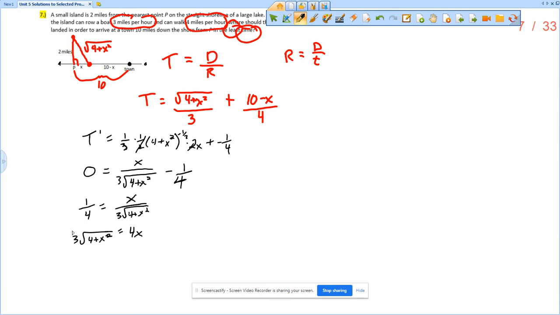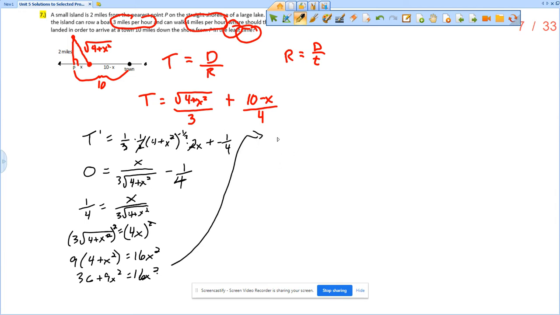Now I want to square both sides in order to get rid of the root. When I do that, I get 9 times the quantity 4 plus x squared equals 16x squared. Now pretty simple: I distribute, I get 36 plus 9x squared equals 16x squared. So now I'm going to solve. I subtract 9x squared, so 36 equals 7x squared, 16x squared minus 9x squared. Then I divide by 7 and take the square root. So x is equal to plus or minus the square root of 36 sevenths.